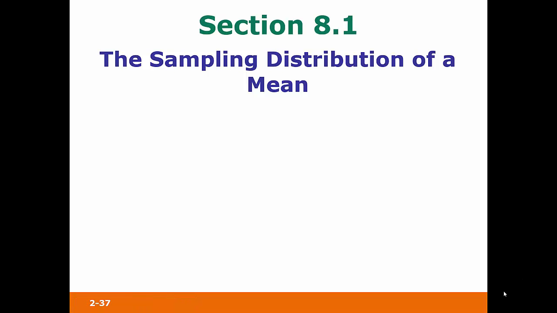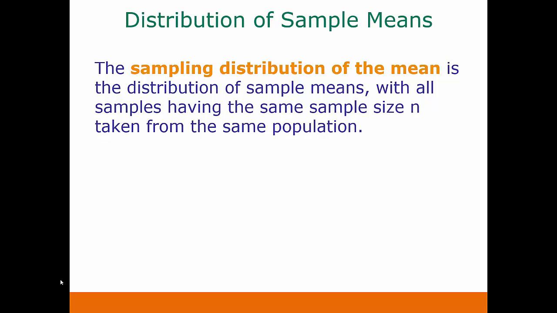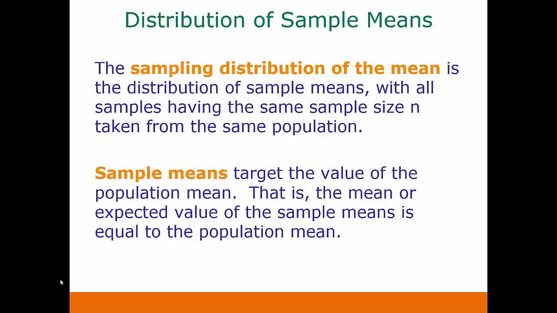Hi, this is your video for section 8.1 about the sampling distribution of a mean. So what we're talking about is the sampling distribution of the mean, and it is the distribution of sample means with all samples having the same sample size n taken from the same population. Sample means target the value of the population mean. That is, the mean or expected value of the sample means is equal to the population mean.